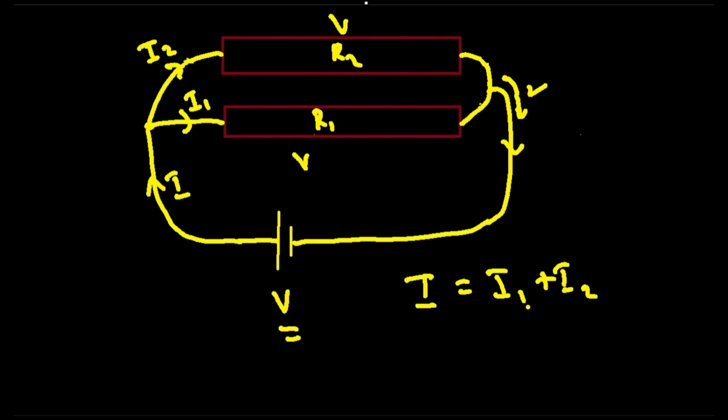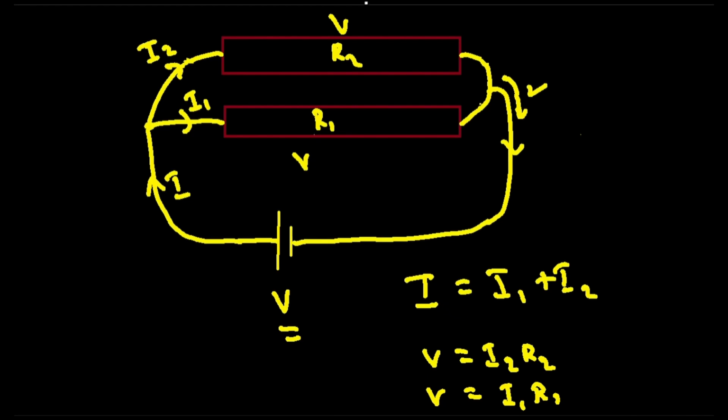So how do we find the value of I1 and I2? From Ohm's law, we know that V should be equal to I2 times R2, because if we consider only this resistance, it has a potential V and I2 current is passing through it with a resistance R2. And we can also write V is equal to I1 times R1. In this case also we can apply the same principle.